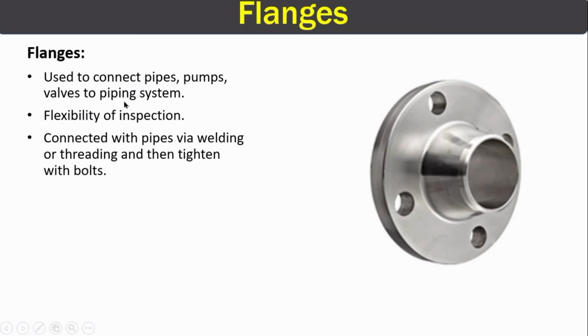Flanges. Flanges are used to connect different types of piping equipment like pipes, pumps, valves, etc., right? And if we have to do some inspection work or cleaning work, we always open the flanges. So they come with the flexibility of inspection, and they are connected with pipes via welding or threading, and then we tighten the bolts in order to complete the connection.